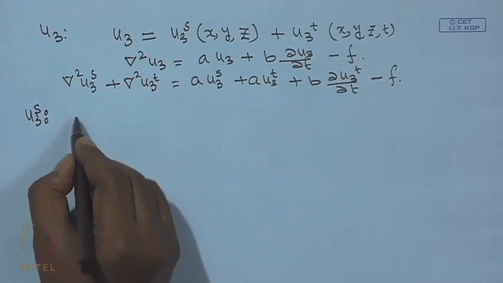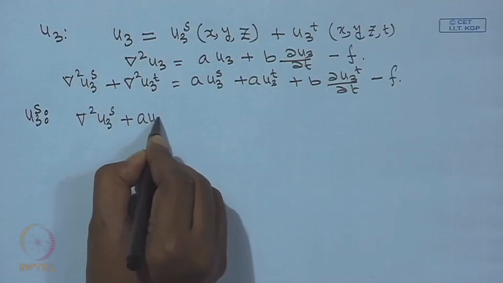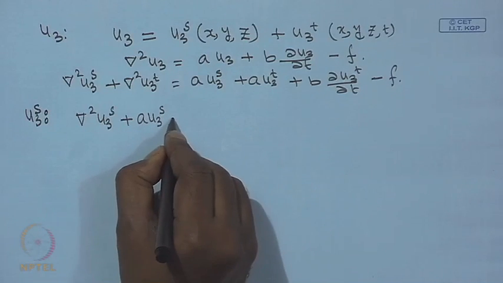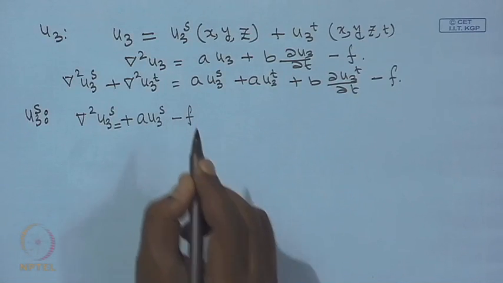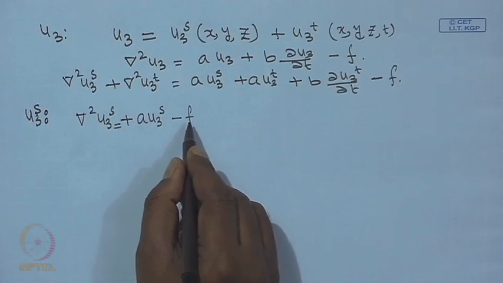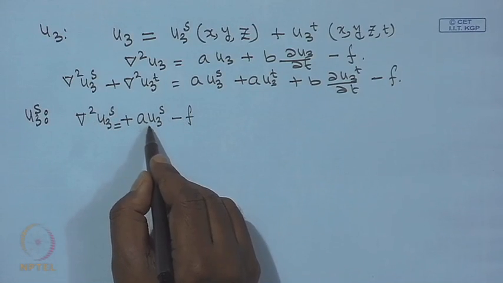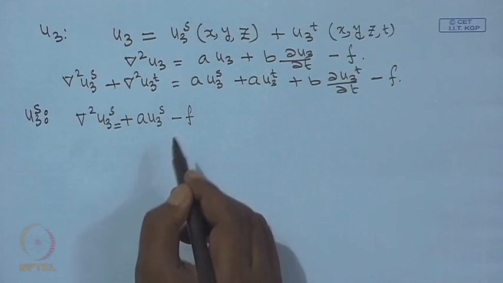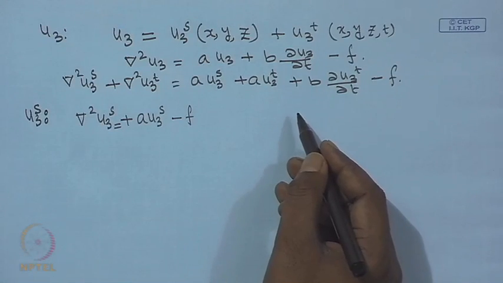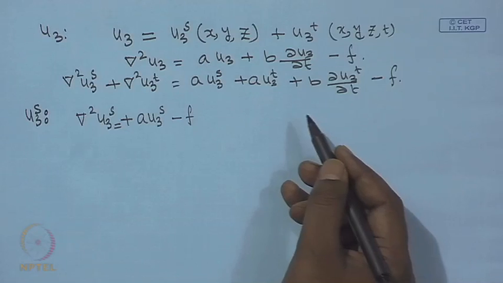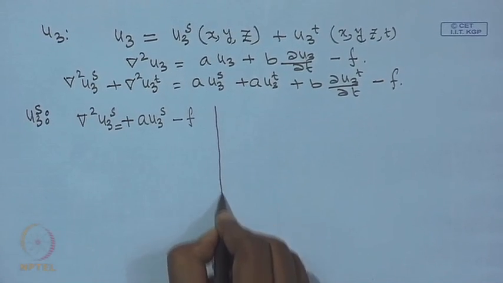We collect the similar terms. So, grad square U3S plus A U3S minus grad square U3S is equal to A U3S minus F. So, we intentionally attach the non-homogeneous part with the space varying part or the steady state part, because that will be easier to solve. That will make the partial differential equation in terms of t and space homogeneous. And what is U3T?